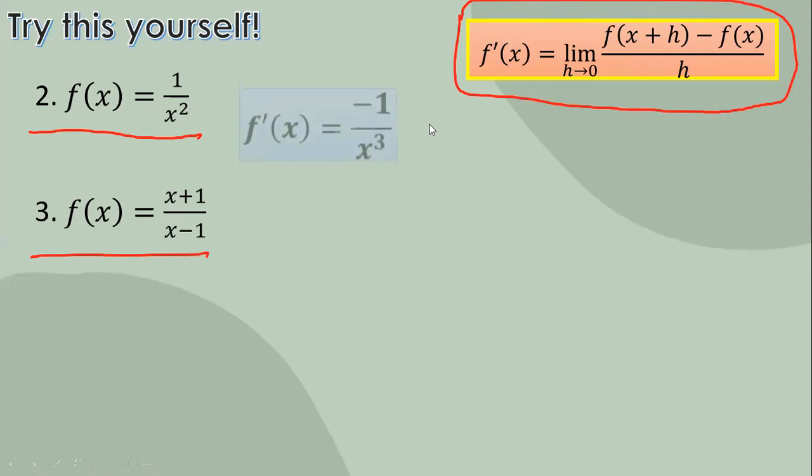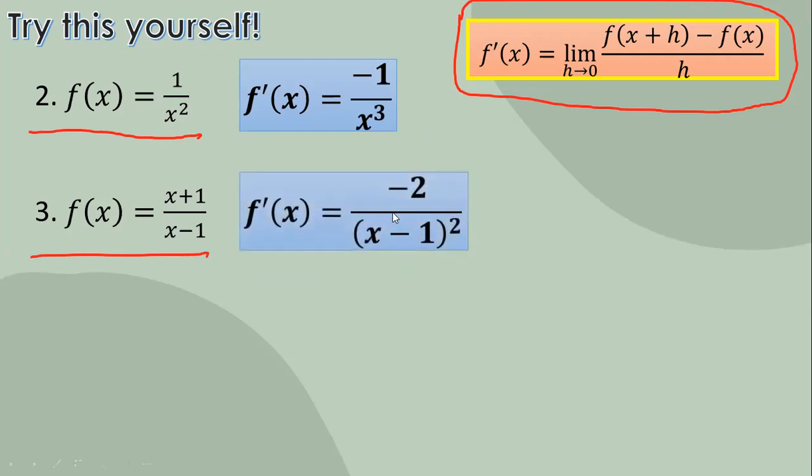So dapat ang makuha nating sagot ay f prime of x is equal to negative 1 over x cubed. And then for our third example, we get f prime of x is equal to negative 2 over (x minus 1) squared. So that's for the derivative of the remaining two functions.